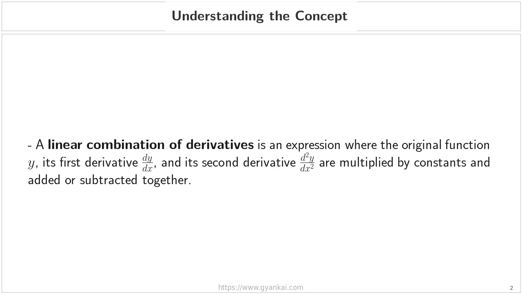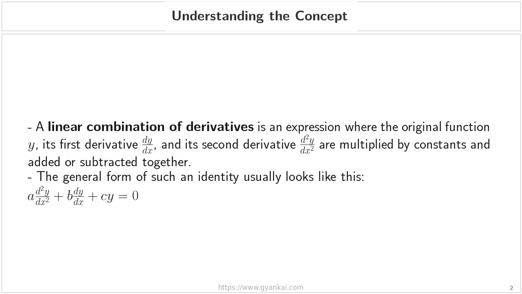Understanding the concept. Now that we have reviewed how to calculate first and second-order derivatives, let's dive deeper into the concept of a linear combination of derivatives. Essentially, this is an expression where we take the original function, y, its first derivative of y with respect to x, and its second derivative of y with respect to x, multiply each of these by a constant number, and then add or subtract them together.